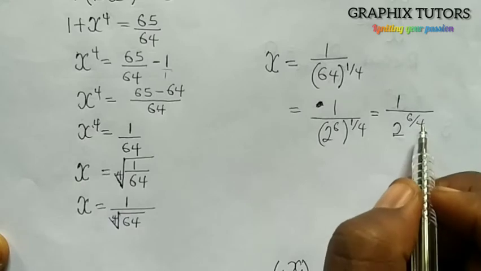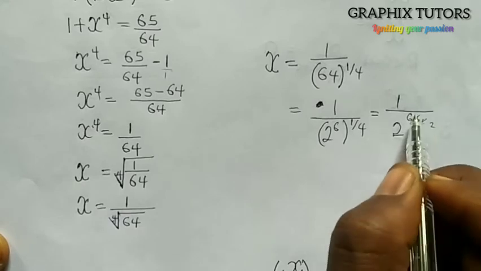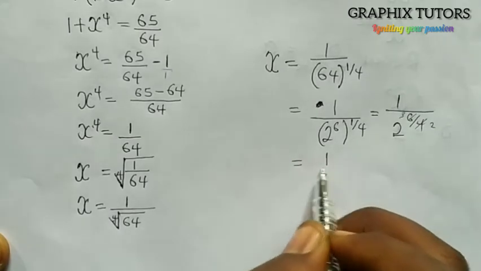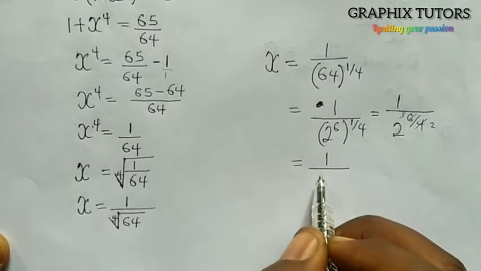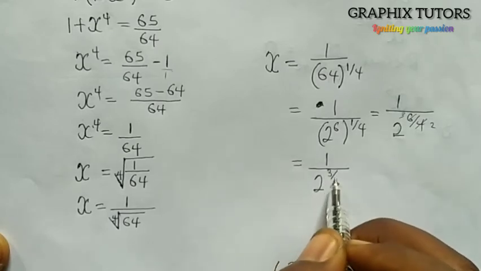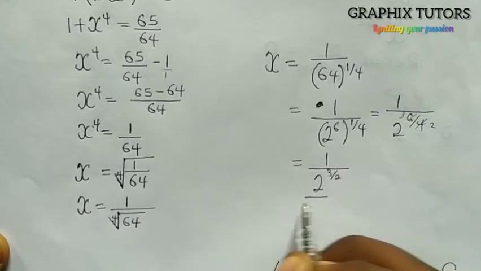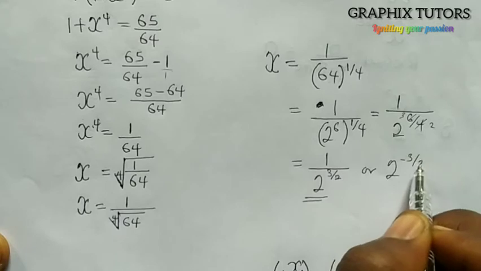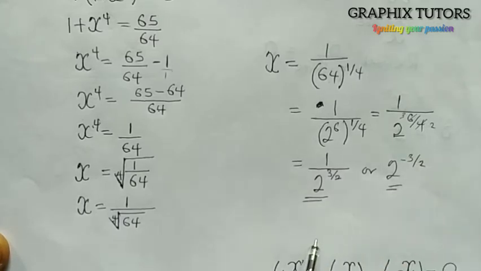And this will give me 1 all over 2 to the power of 6 all over 4. So 2 can go in 4, 2 can go in 6, 3. So my answer will now be 1 all over 2 to the power of 3 all over 2. Either you leave it this way or you say 2 to the power minus 3 over 2. So that will be my answer.